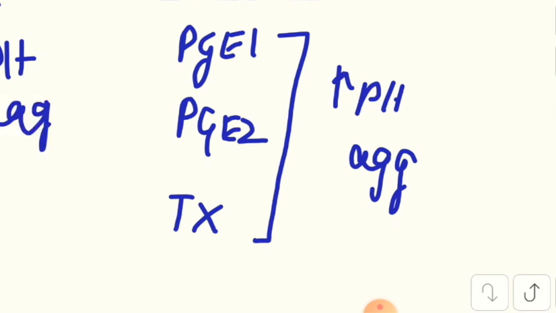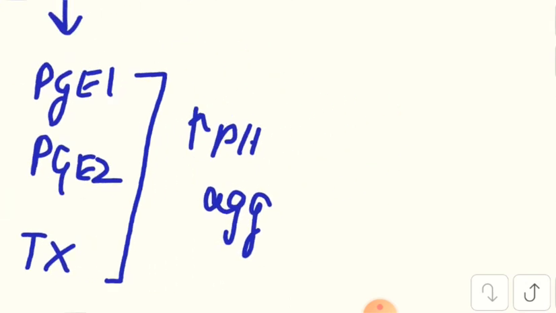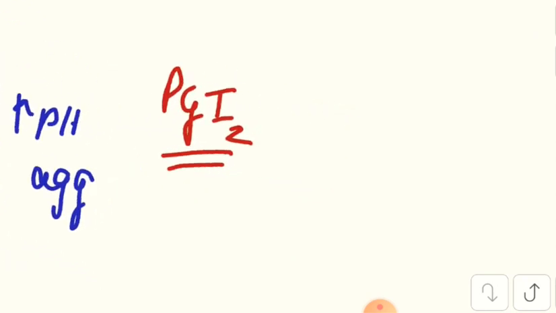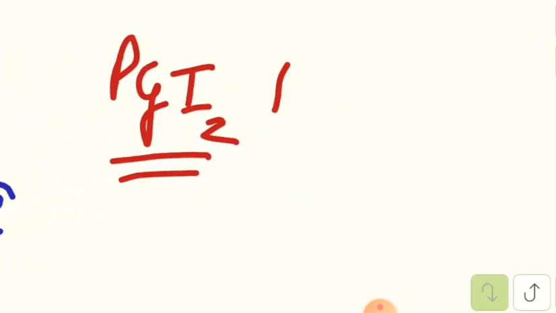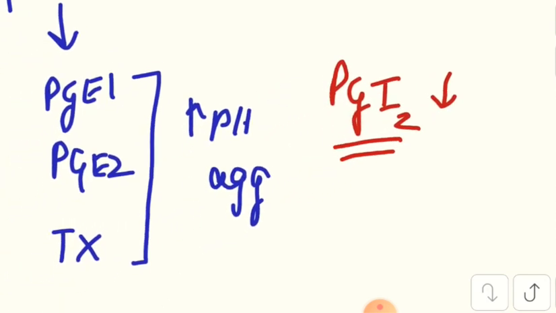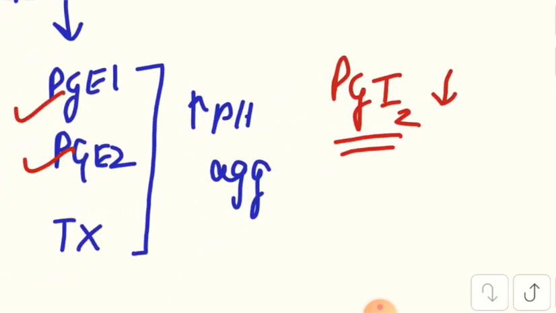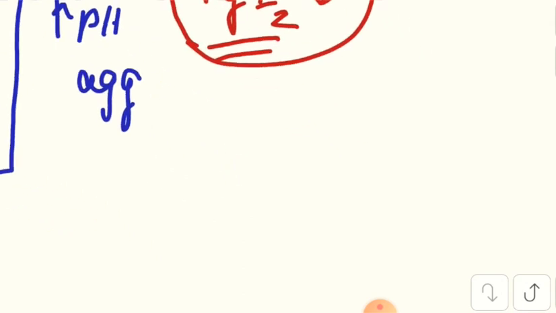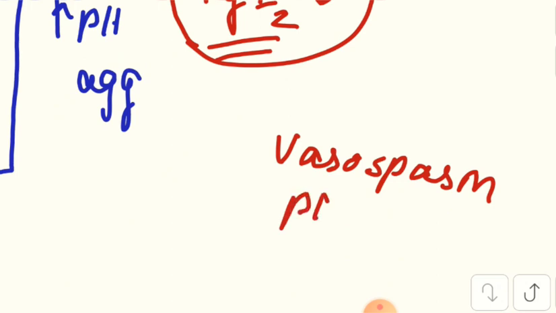Now, the only thing which is not being triggered or increased by this is PGI2. PGI2 is nothing but prostacyclin, and prostacyclin is decreased whenever endothelial damage occurs. What does prostacyclin do? Prostacyclin normally causes vasodilatation, but once PGE1 is increased, PGE2 is increased, thromboxane is increased, and PGI2 is decreased, all of this helps in vasospasm as well as platelet aggregation.